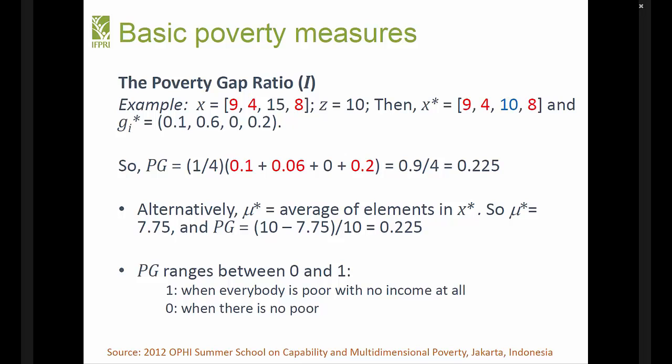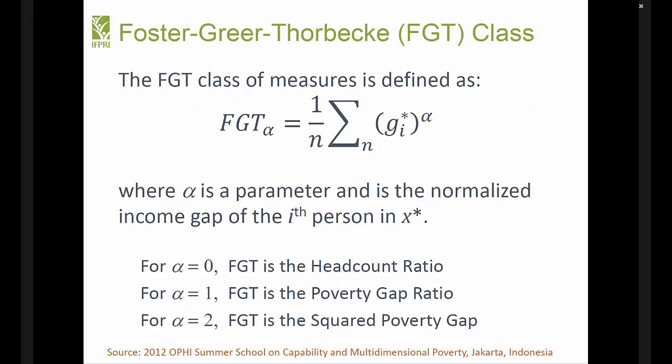There's another measure called the squared gap. I'm not going to go into it because we don't use it for the WEAI. But it is in the same family of measures. You can go one step further and look at the squared gap. The headcount gives you the incidence of poverty. The poverty gap ratio gives you the depth of poverty, the shortfall, how far people are from the poverty line. And then the squared gap gives you the intensity, the severity of poverty. It would weight those further from the poverty line higher than those closer to it.